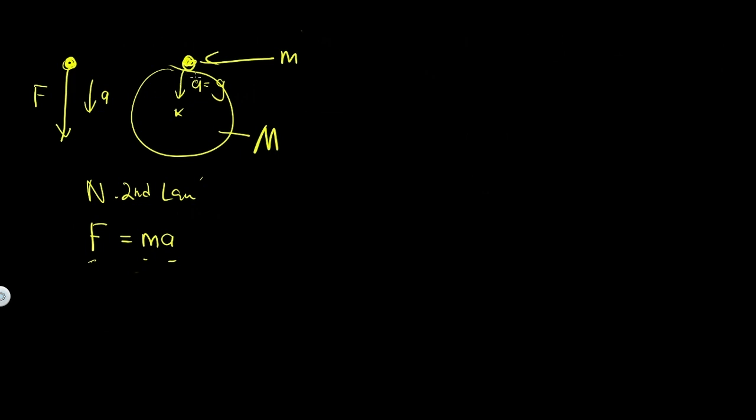As we learned before, the acceleration for any object placed near the surface of Earth is equal to g. So we can substitute here: F equals m g. Let's just note that F here is the force based on the second law.